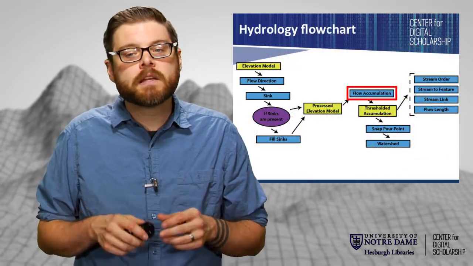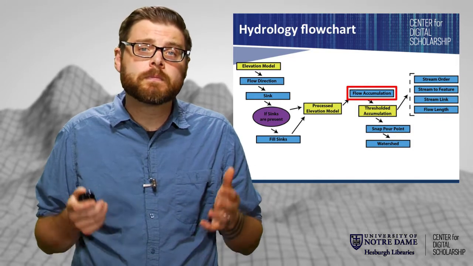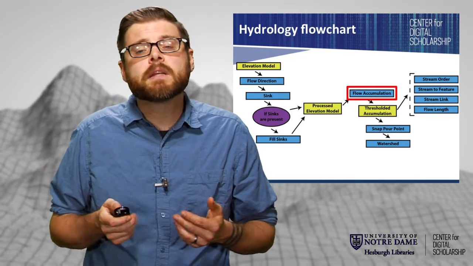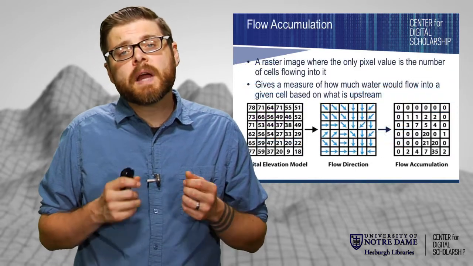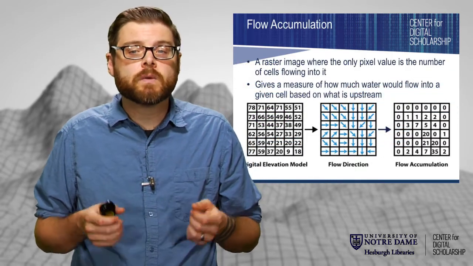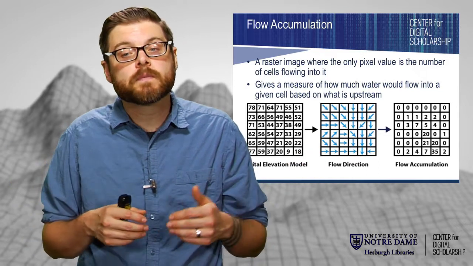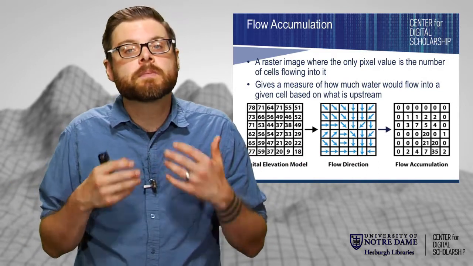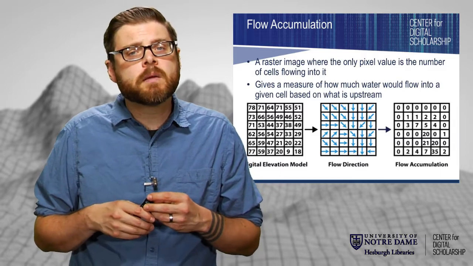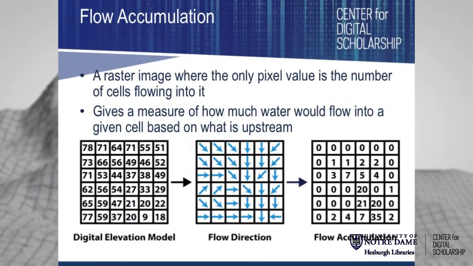So when we've created our new flow direction, ready to go, now we can begin to look at something called flow accumulation. This is a raster image where the only pixel value is the number of cells flowing into it. So it gives a measure of how much water would flow into a given cell based on what is upstream of it. If you look at the examples up here, it's essentially a count of how many arrows point into that particular spot, cumulatively.